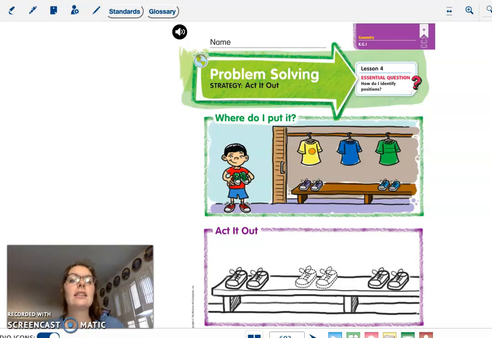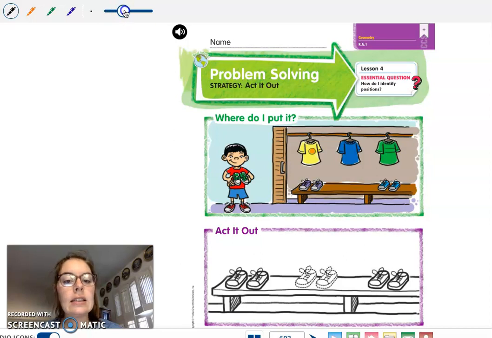Right, good morning. So we're going to work on this math lesson together. We are on chapter 10, lesson 4. The question is, how do I identify positions? And we're going to use an act it out strategy. Seeing as we're not in class and we can't do it in person, we're just going to be drawing in the answers to these pictures to kind of act out where the items may be, okay? So let me get my pen.